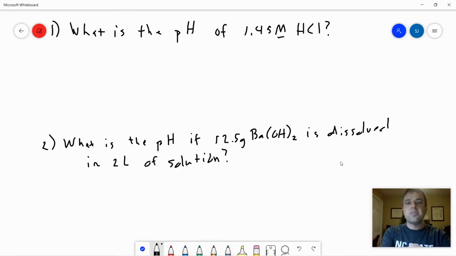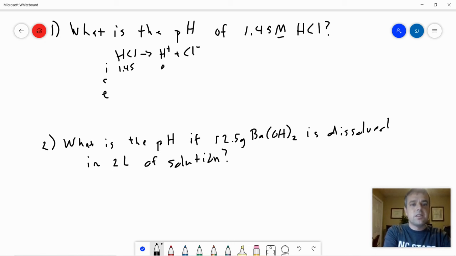So first, it says, what is the pH of 1.45 molar HCl? Well, HCl will ionize to form H+ and Cl-. If you wanted to set up an ICE chart, this is 1.45. H+ and Cl- essentially start at 0. Then it's going to go down by 1.45 to 0. So this goes up by 1.45 to 1.45, and this goes up by 1.45 to 1.45.